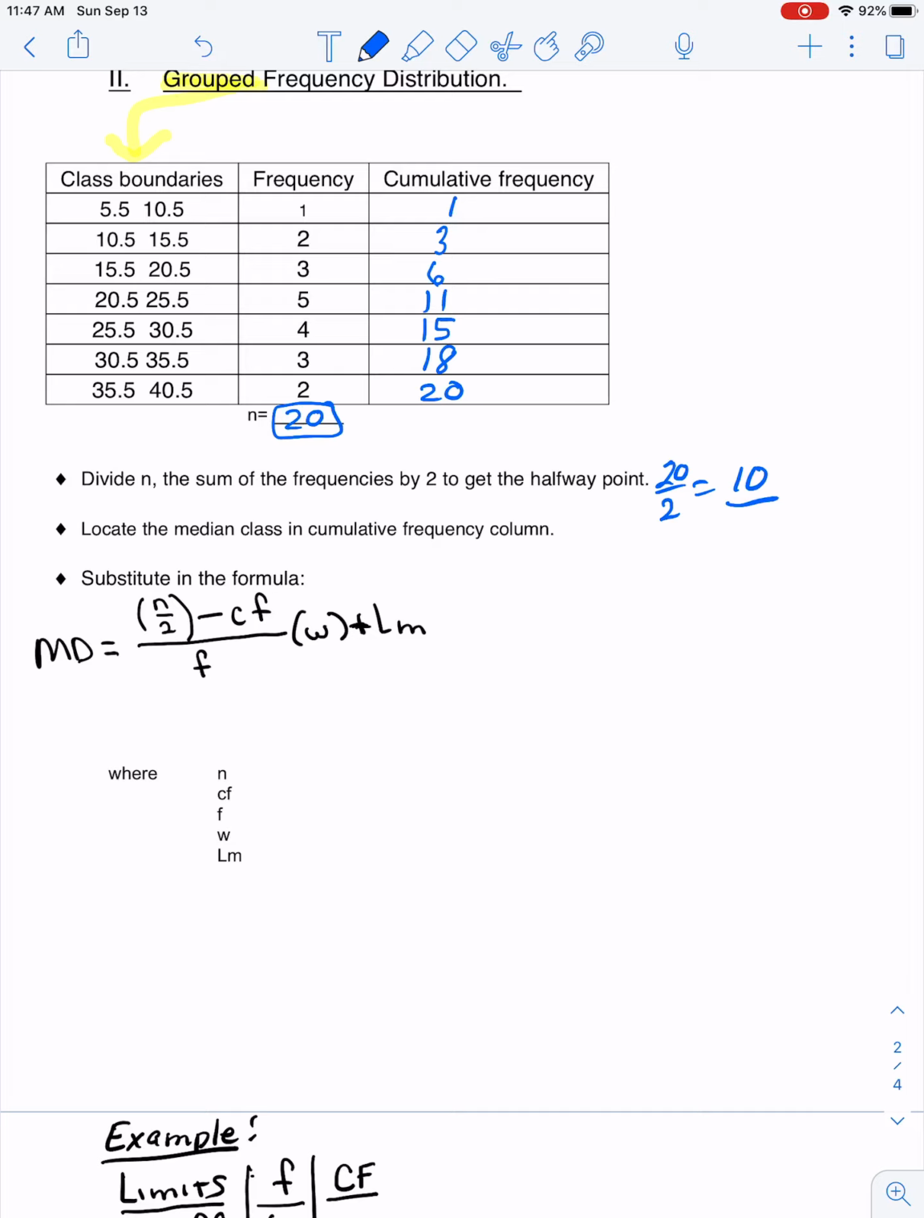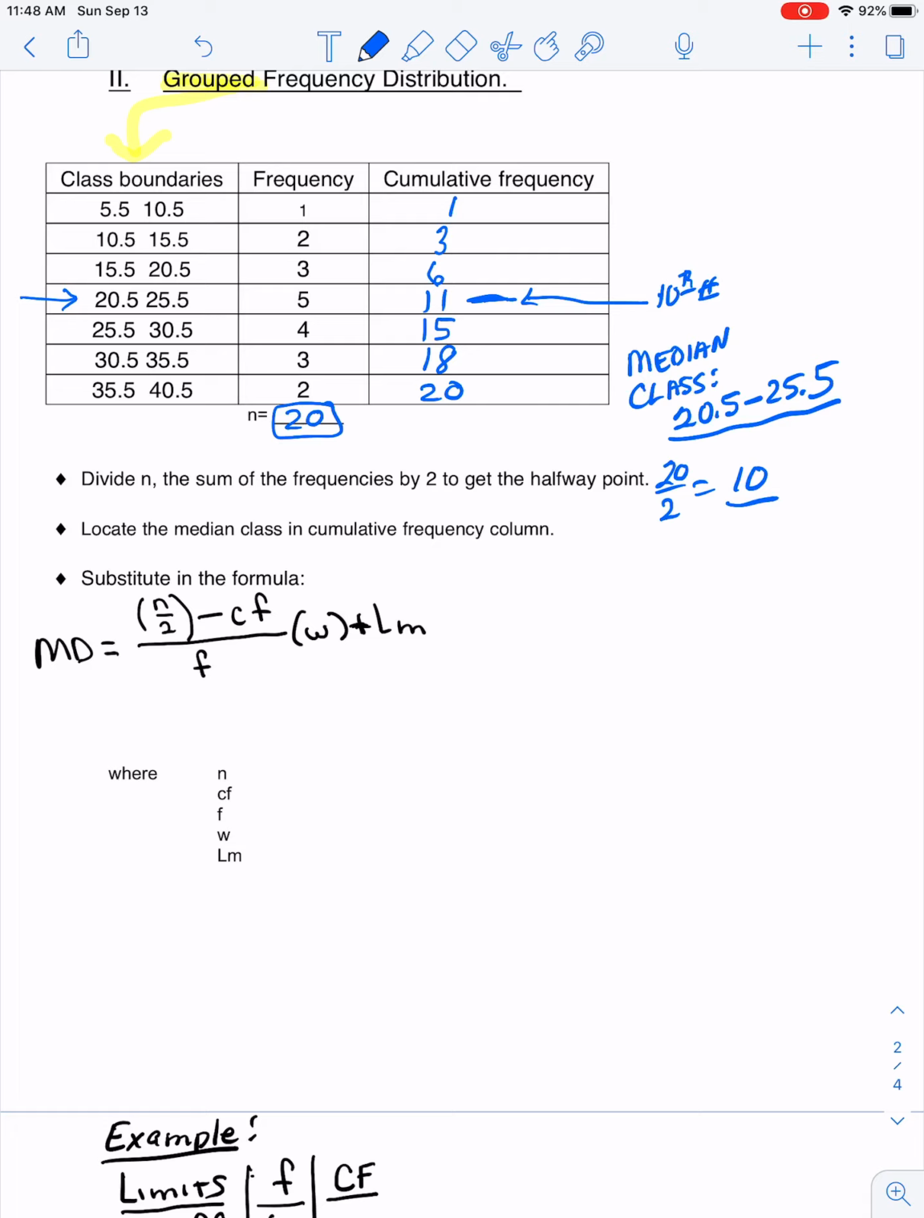Now locate the median class in the cumulative frequency column. So where does that 10th and 11th number occur? It's going to fall right in here. The 10th number is occurring in this category here. So we go across and we'll say that our median class, and it can be listed as a limit or a boundary, it doesn't matter. These are boundaries, so I'm just going to say it's in the 20.5 to 25.5 class. That is called the median class.